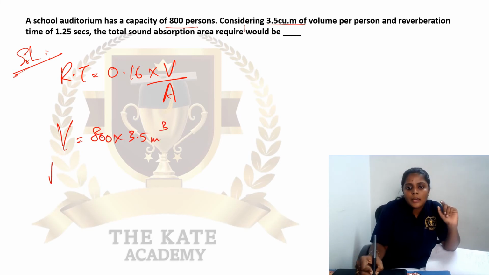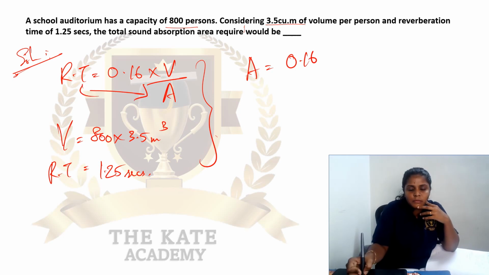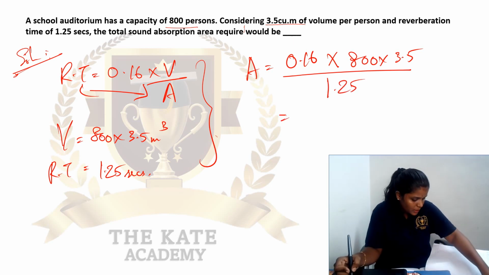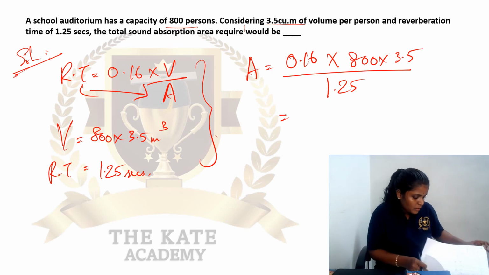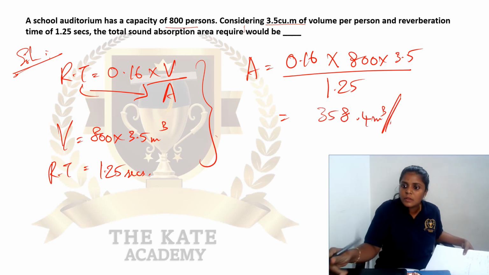And your RT is given as 1.25 seconds. Therefore, I'm just switching the RT and A. So A is equal to 0.16 into volume, which is 800 into 3.5, divided by your RT, which is 1.25 seconds, and thereby you get an answer of 358.4 meter cube. That is your final answer.